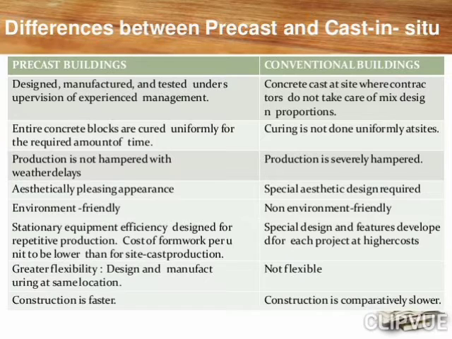designing proportions. Curing is not done uniformly at sites. Production is severely hampered. Special aesthetic design required. Non-environment friendly. Special design and features developed for each project at higher costs. Not flexible. Construction is comparatively slower.